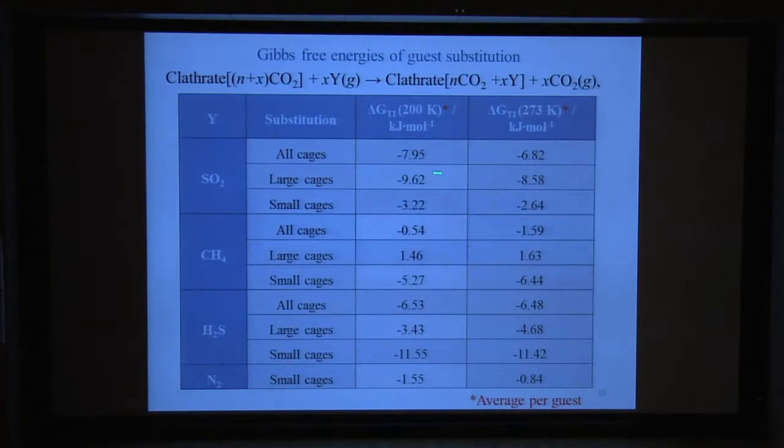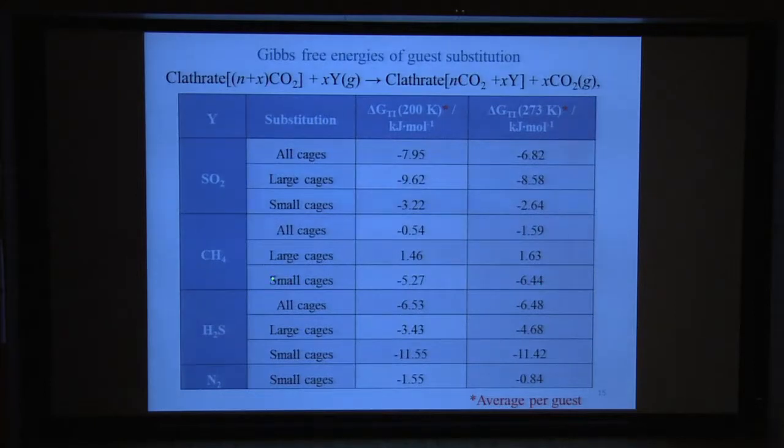And we can see that the free energy associated with substituting the CO2 guests in the large cages is much bigger than that of the small cages. And so SO2 preferably will go into the large cages and then into the small cages. If we look at the free energy associated with substituting CO2 with methane, we can see that the free energy associated with substituting CO2 with methane in the large cages is actually positive. So this process will not be spontaneous. CO2 will stay in the large cages.